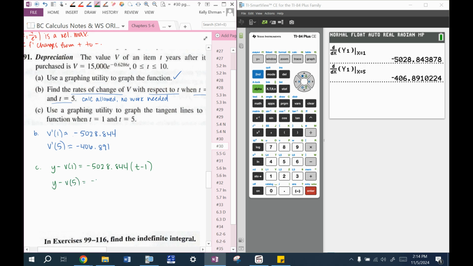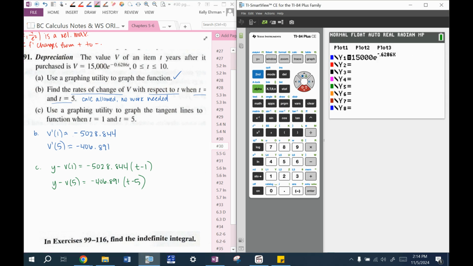And that will be equal to, I know I'm rounding these, but again, just for the visual, it does not make a huge difference. If I wanted to be really thorough, I could put this expression into my y equals. I think I can do the whole function notation thing in here. So we're about to find out. So negative 5028.844 times x minus 1. And then we would need to add this v of 1 value, so y1 of 1.